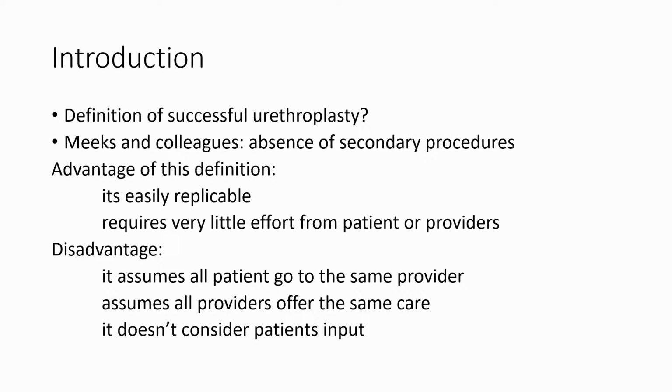To answer this question, Mix and colleagues were the first people who did a systematic review, and they looked at the literature for the past decade. They found out that 80% of the time, the literature defines successful urethroplasty as an absence of secondary procedure. As you can see, this definition has its own advantage and disadvantage. The biggest advantage being it's easily replicable, and therefore it can be used in a general population. The other advantage is that it requires little effort from the provider's perspective and also from the patient's perspective.